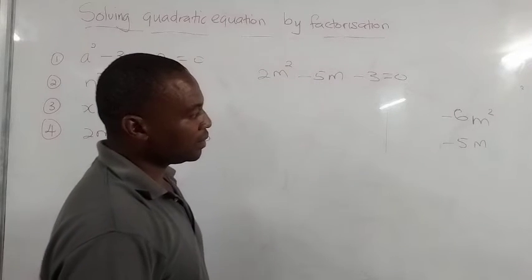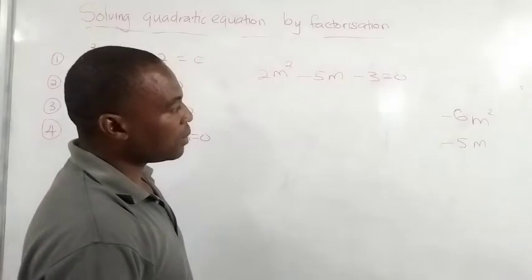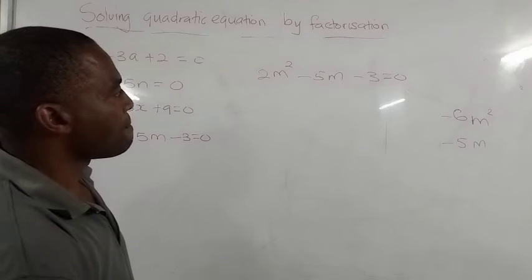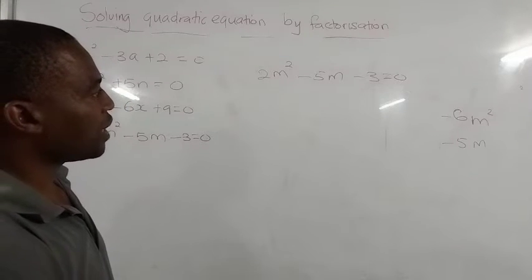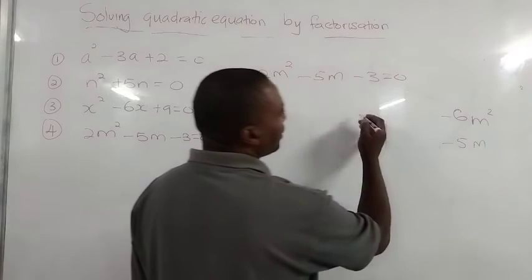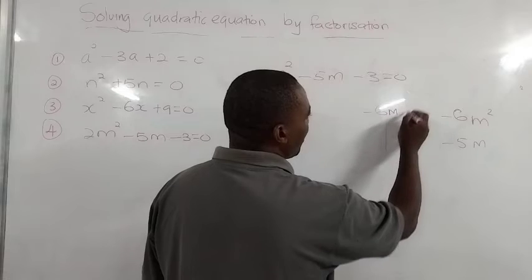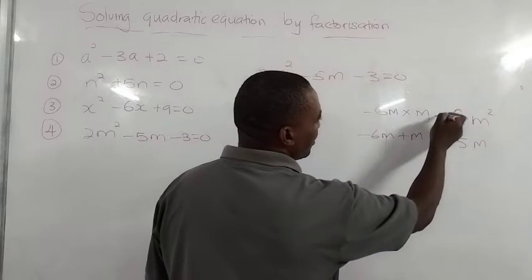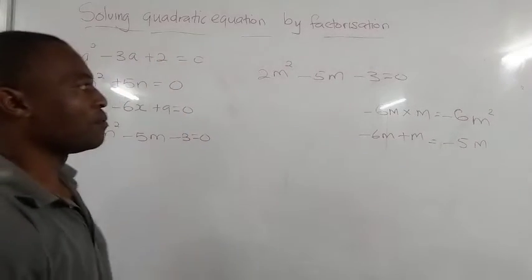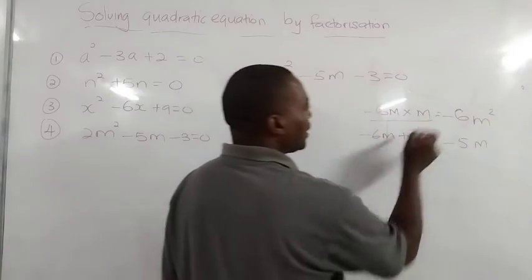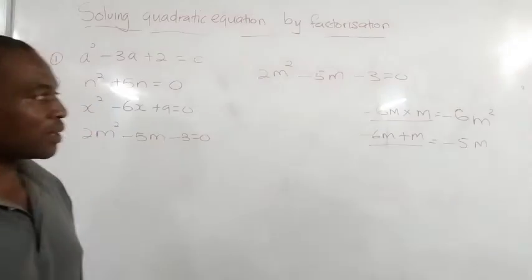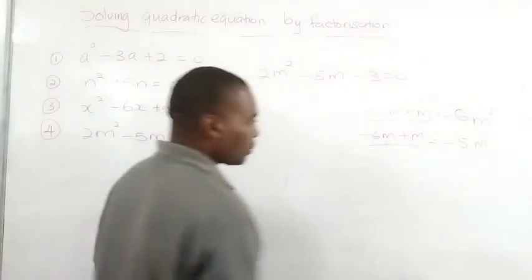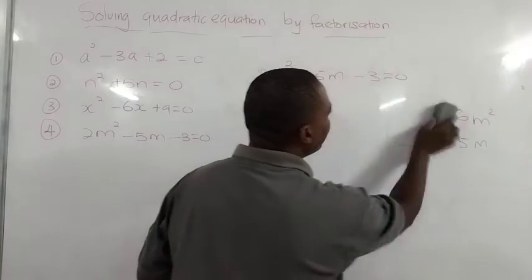So we can see that the numbers that multiply to give negative 6, if we add them, we get negative 5. That would be negative 6m times m. If we add minus 6m plus m, we get negative 5m. So that's the thinking process that is a challenge to most of you, to get those two terms. So once you get them, then your problem is solved.